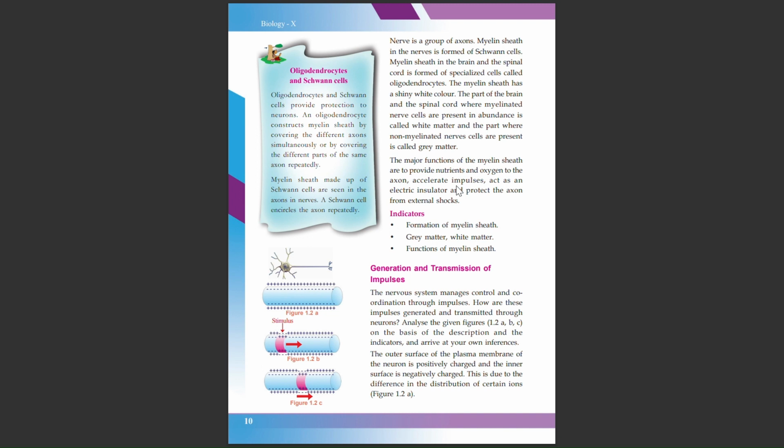And the functions. One is to provide nutrients and oxygen to the axon. Second is accelerate impulses. Third one is acts as electric insulator, and fourth one is protect the axon from the external shock. Okay, these functions, please remember, it's very easy also. Very easy.